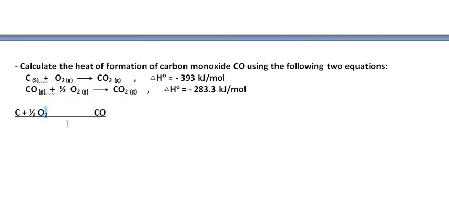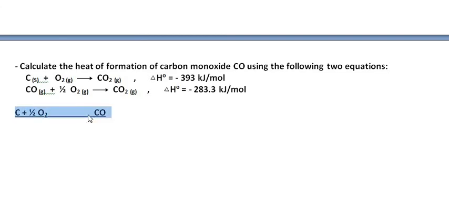How to calculate delta H of this equation? It is clear that to get this equation, you must subtract the second from the first. So if you subtract minus 393 minus 283.3, you can get the delta H of this equation.